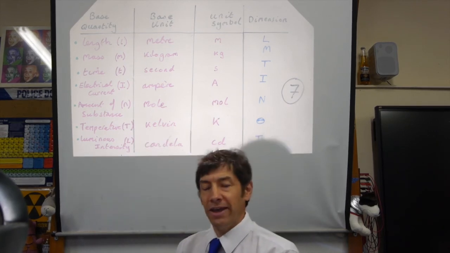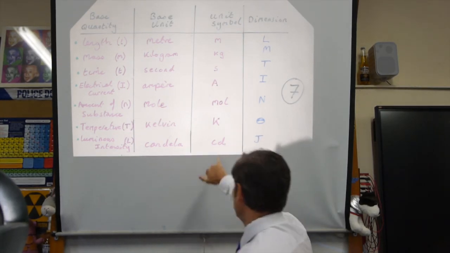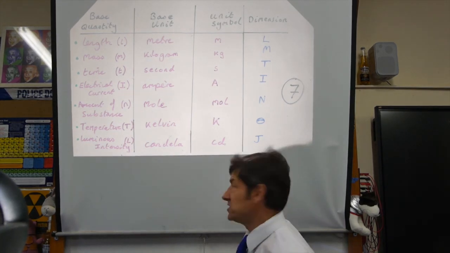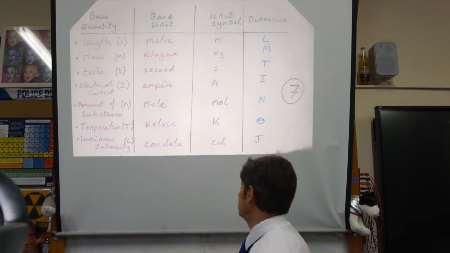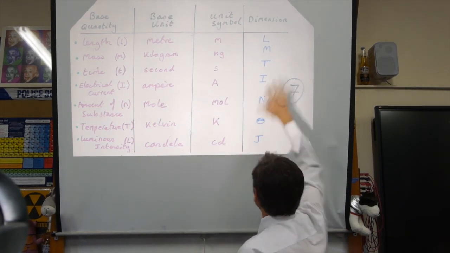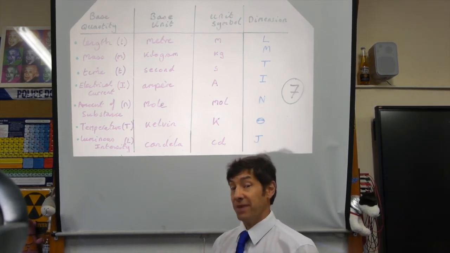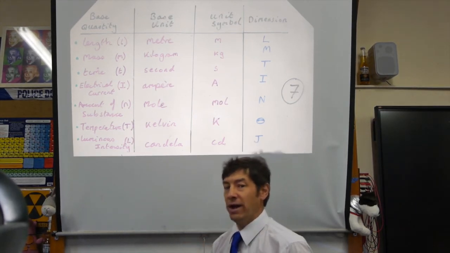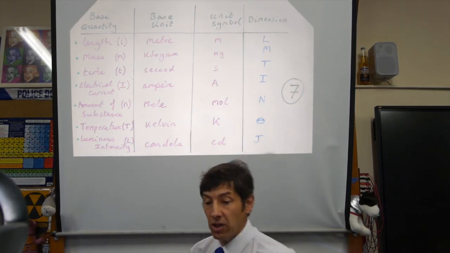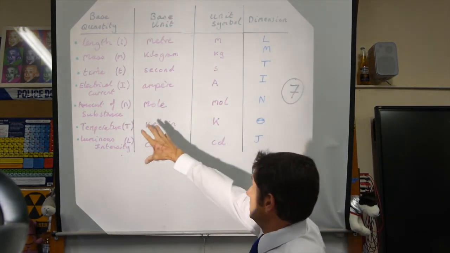It's kind of like how many candles would represent that brightness. Okay, the candela has the units CD. A little bit confusing. The C there looks like a prefix, but it isn't. And even more confusing, in the dimensional analysis, which I'll show you, it has the letter J. Not in any way to be confused with joules or anything like that. So there are our 7 base quantities.